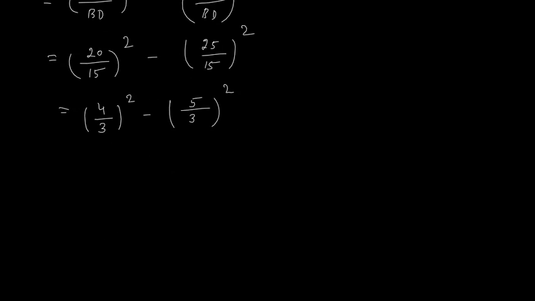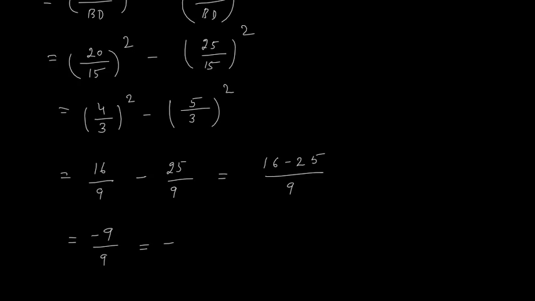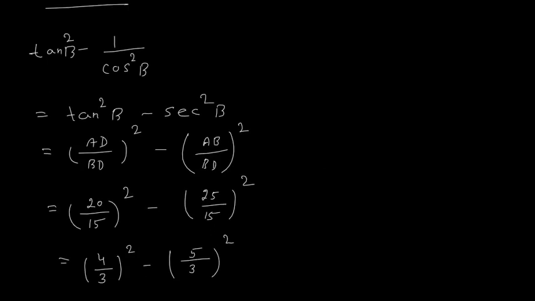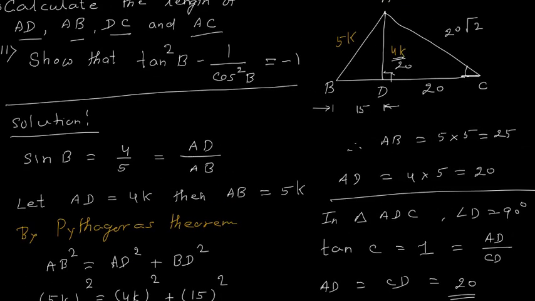So this is equal to 4 4s are 16 upon 9 minus 5 5s are 25 upon 9. So this is 16 minus 25 whole divided by 9. 16 minus 25 is what? Minus 9. So it is minus 9 upon 9, which gives me the answer as minus 1. So we have to prove that this is equal to minus 1 and we have got the value as minus 1.